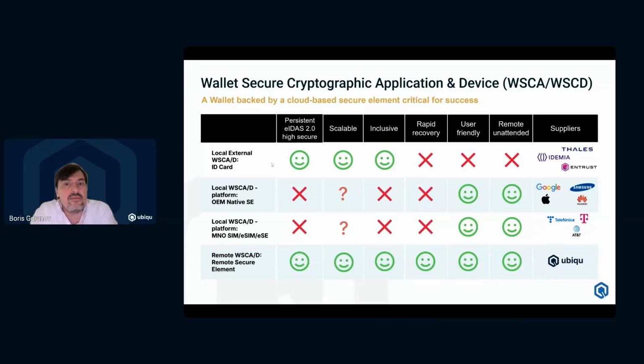Now, one column I didn't add, which is also noteworthy, is that when you're using the secure element of the platform, you're also creating a dependency on the platform providers such as Google and Apple. And from a sovereignty point of view, that might also not be the most optimal way forward. So this analysis has been done by Germany in public. If you want, I can later send you the links so that you can verify the logic of this approach and this analysis.